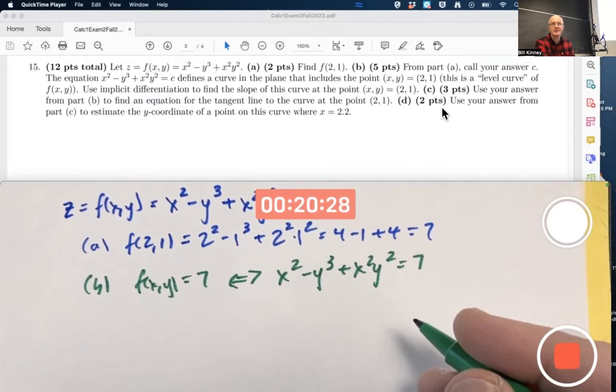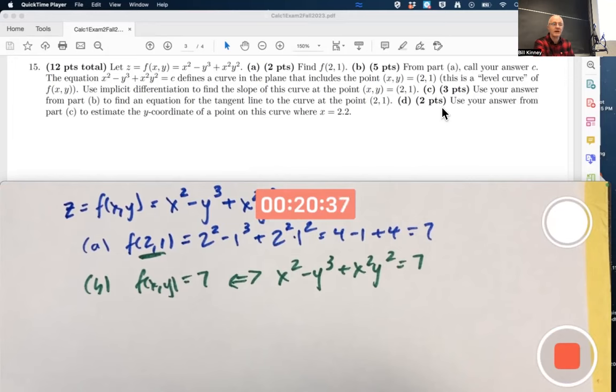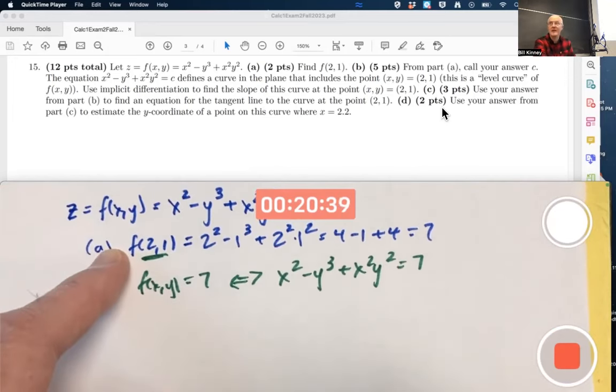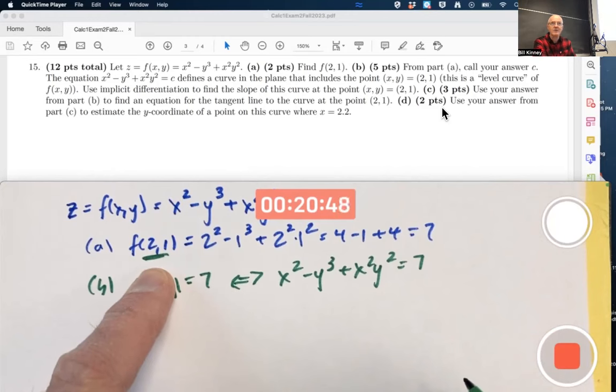However, I can use implicit differentiation to help me find the slope of this curve near the point in question, near the point with coordinates 2, 1. I know that point is on the curve because when I plug that point into f, I got 7. And that's what this curve is, where f of x,y equals 7. So that is a single point that I know on the curve.